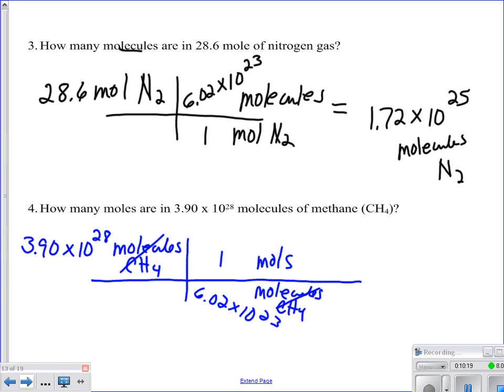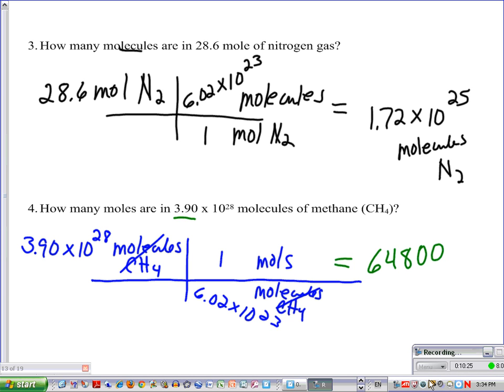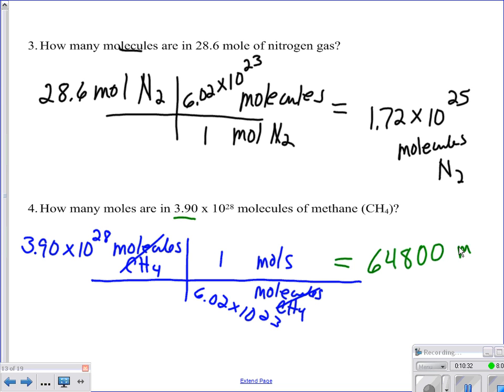So now when you plug that in, I'm going to pause this and make sure everybody can get the right answer. All right, we got a winner, 64,800, and the answer would be moles of methane. Remember, we rounded that to 3 sig figs because of what our problem gave us.